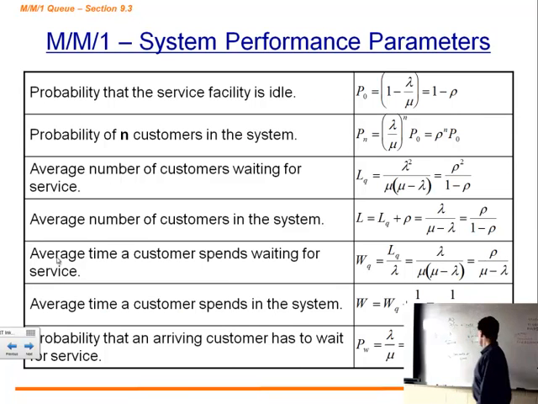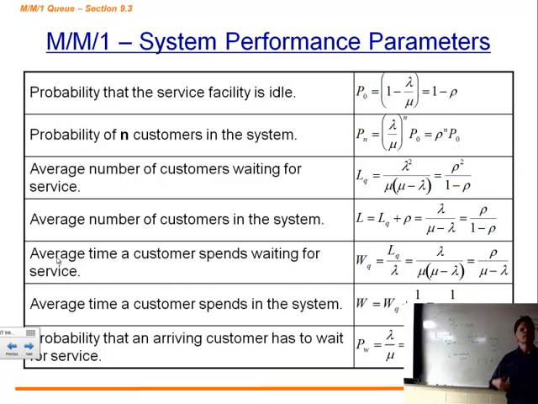So if this thing is less than 1, then in fact the Q will reach some steady state. And you can actually prove that the steady state exists. And you can solve for the various parameters of the steady state, like the average length of the Q, average amount of time waiting, and so forth. And that's all been done for us, luckily.